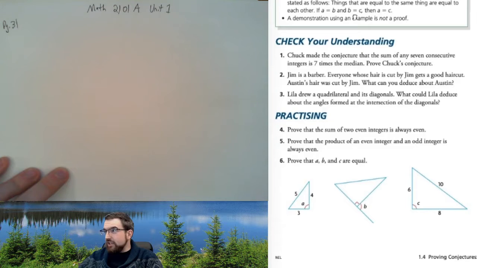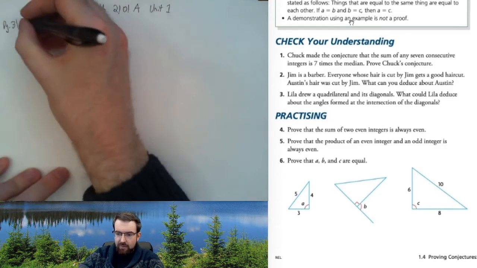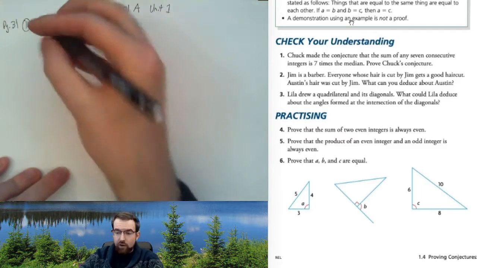So Chuck made the conjecture that the sum of any 7 consecutive integers is 7 times the median. Prove Chuck's conjecture. Well, that's literally the conjecture that we did from John in that previous example, isn't it? It's just that there's 7 now instead of 5. But how about I walk down through this one really quickly just to drive home the point?